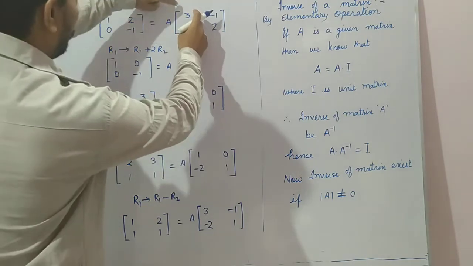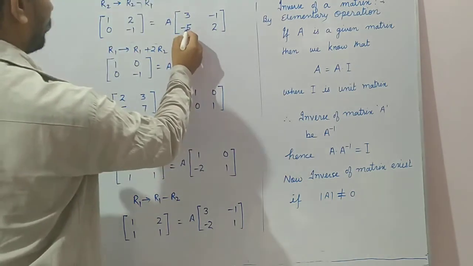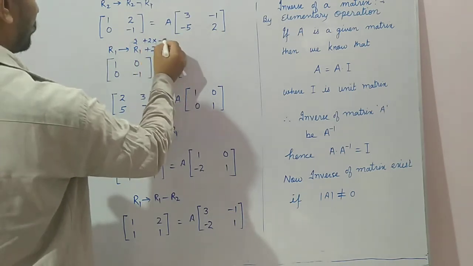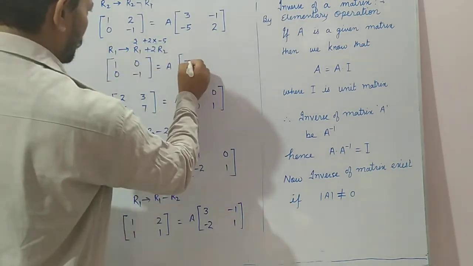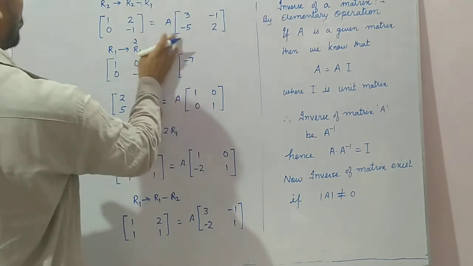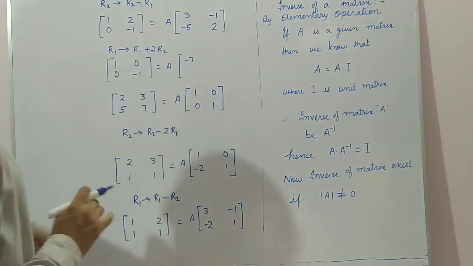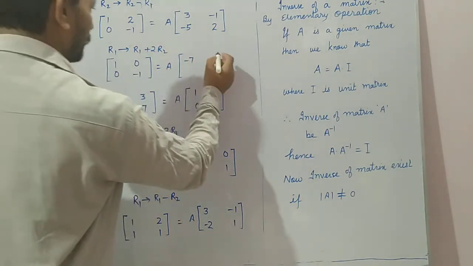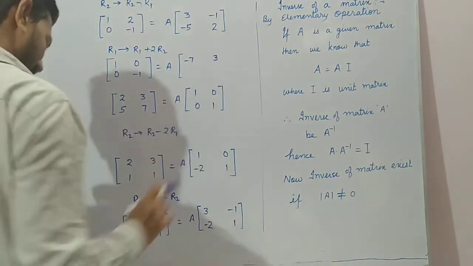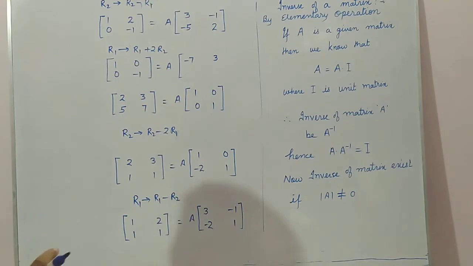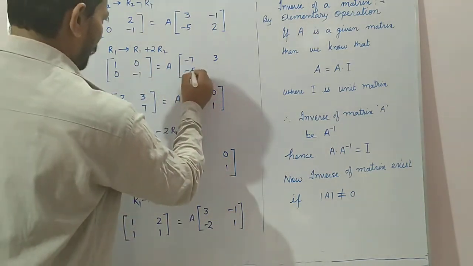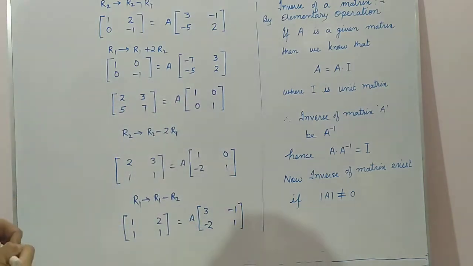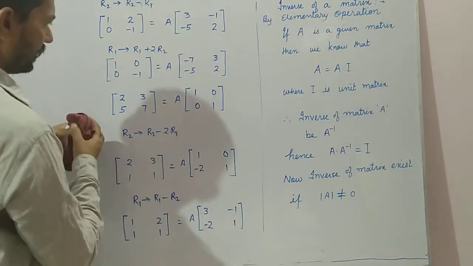R1 plus 2 into, see R1 is 3 plus 2 into what? Minus 5. You are getting what? Minus 7. Like this you can operate, and here you will get R1 is minus 1 plus 2 into 2, 4. You are getting 3. This is minus 5. This one is okay. Now see, I am rubbing this one. Okay.